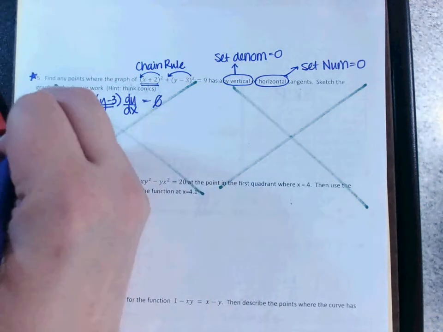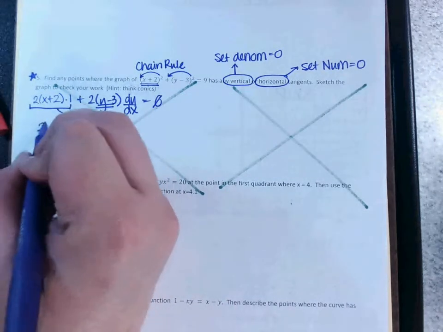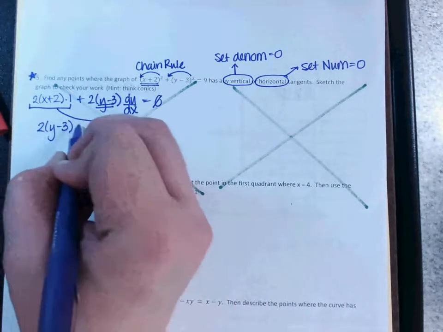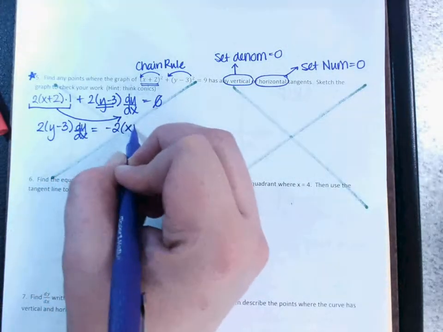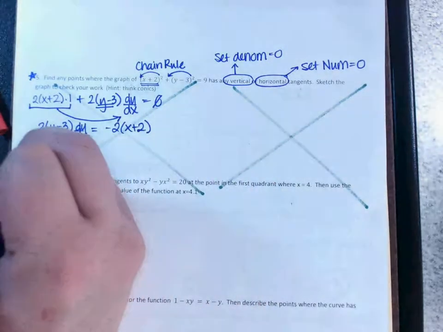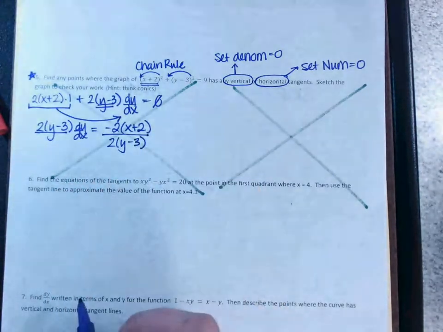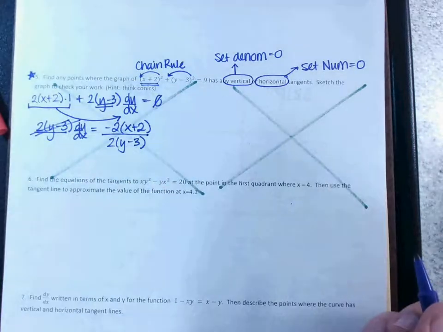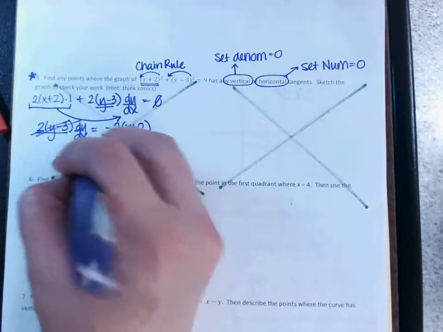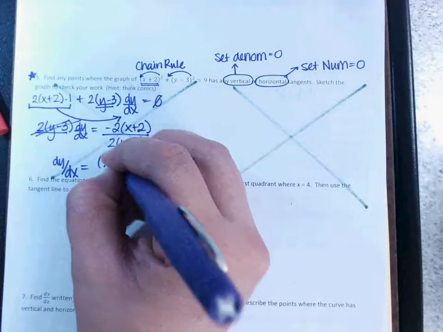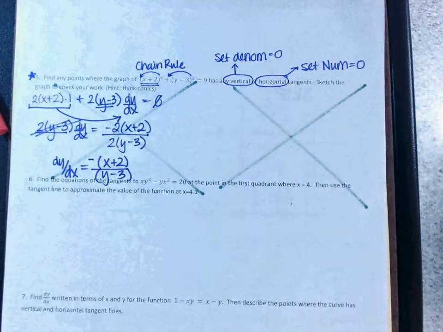From here, this term is going to move across to the other side. So I'm going to have 2y minus 3 dy dx equals negative 2x plus 2. Then I'm going to divide this to the bottom. And then hopefully you're okay with the fact that since there's a 2 on top and a 2 on bottom, I can rewrite my dy dx to be x plus 2 over y minus 3, negative in the front.